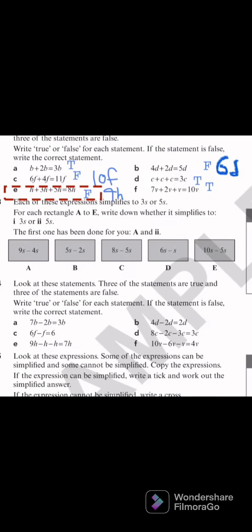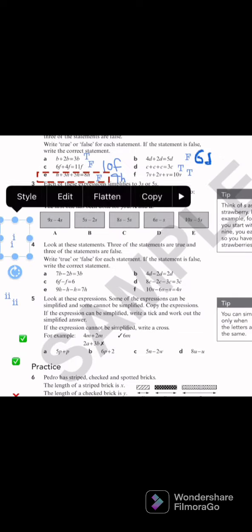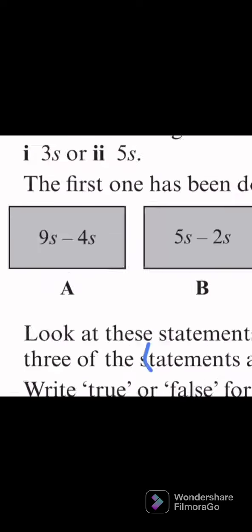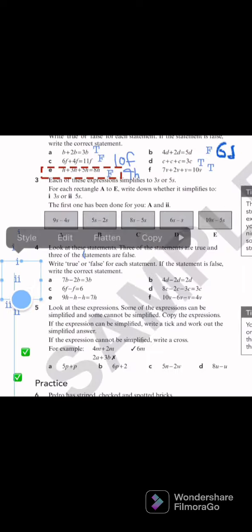Question number 3. Each of these expressions simplifies to 3s or 5s. For each rectangle A to E, write down whether it simplifies to 3s as I or 5s as II. So what we're going to do is write I or II. For the first one, 9s minus 4s, so it is 5s, II.